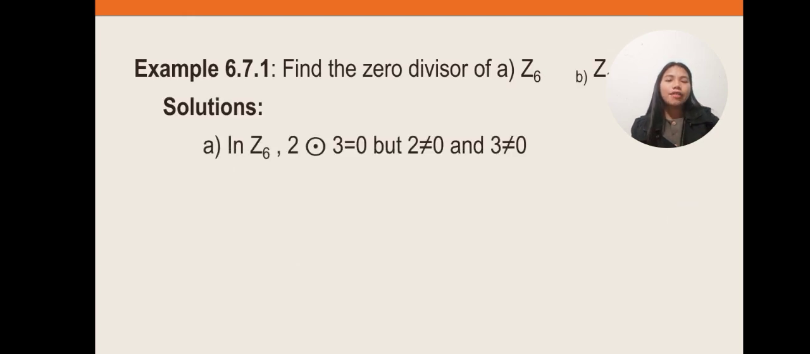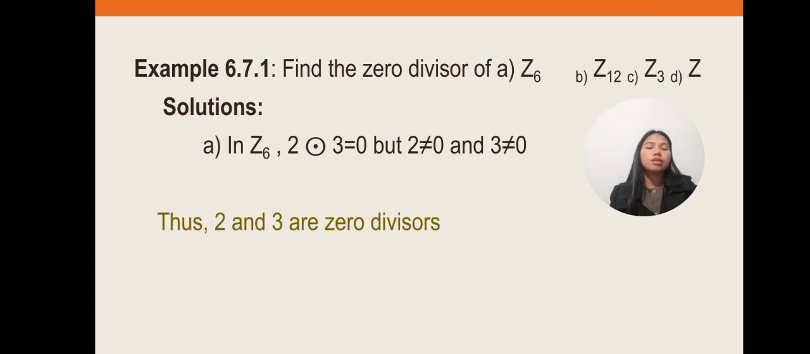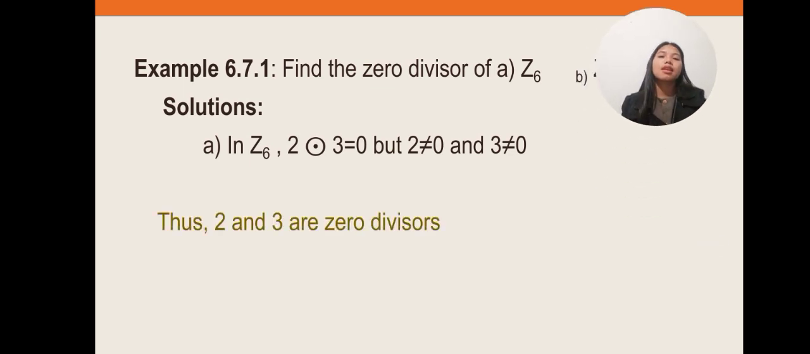Okay, let's have another example. Find the zero divisors of A, Z6, B, Z12, C, Z3, and D, Z. Okay, solutions. In Z6, 2 Hadamard product 3 equals 0, but 2 is not equal to 0 and 3 is not equal to 0. Thus, 2 and 3 are zero divisors.